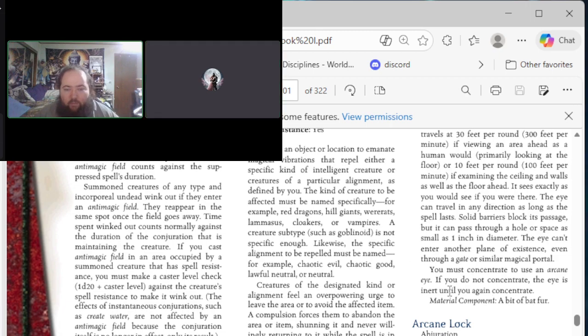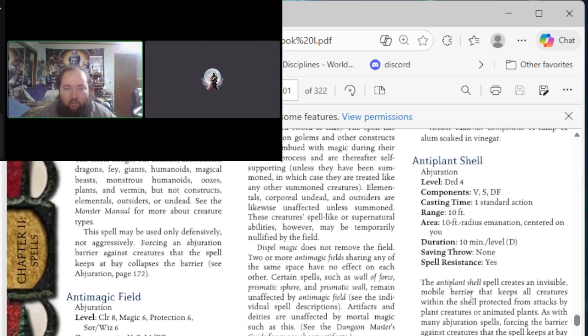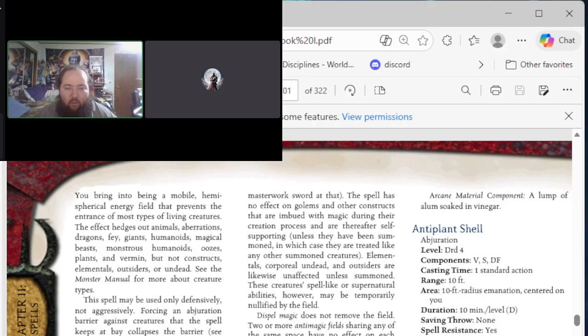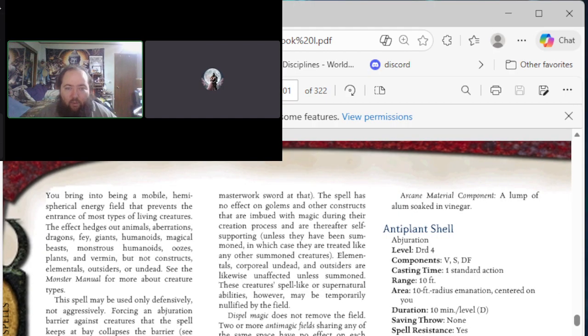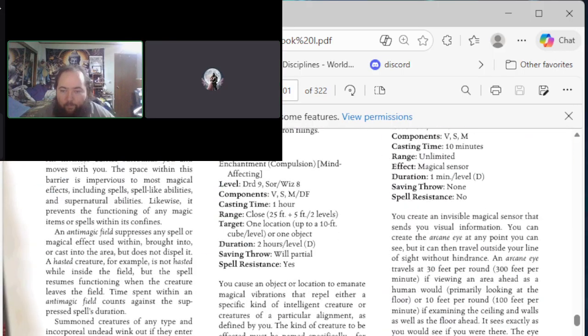Antipathy counters and dispels sympathy. Arcane material component: a lump of alum soaked in vinegar. It's a very specific item.